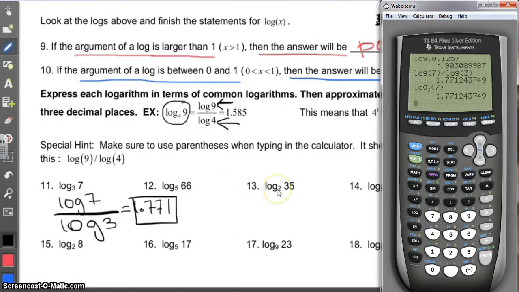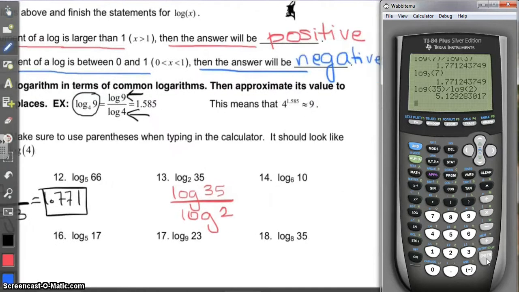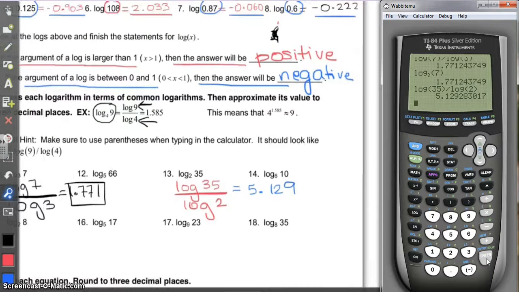Now let me do one more and then you do the rest on your own. I'm going to do 13. So first of all, I need to change it to a common logarithm. So log 35 over log 2. Again, I'm going to choose the easier or faster one. So log of 35, as you can see, I'm closing the parentheses and then putting divided by log of 2. Close parentheses and press enter. You get 5.129. Remember, you always need it to be 3 decimal places. So 5.129. And that's the idea. So please go ahead, finish 1 through 18 on your own.